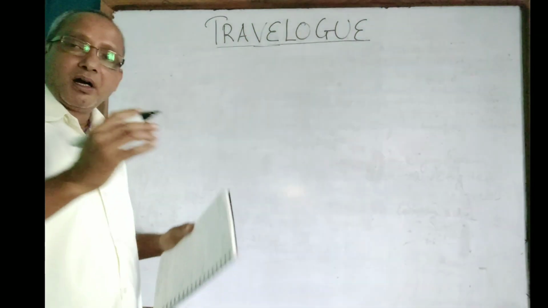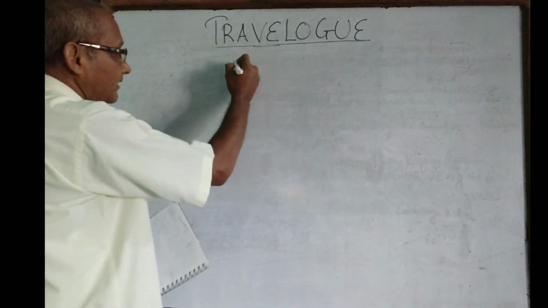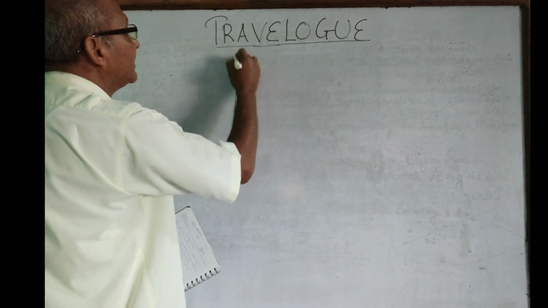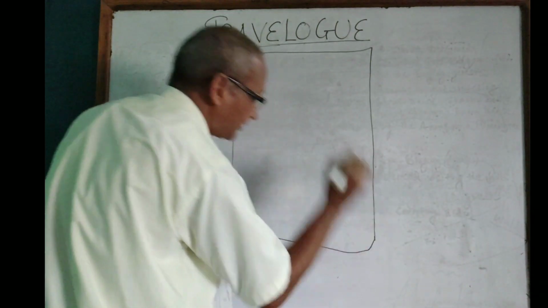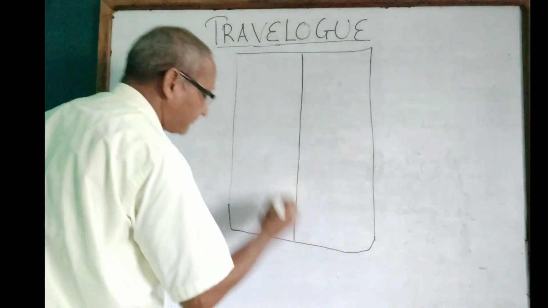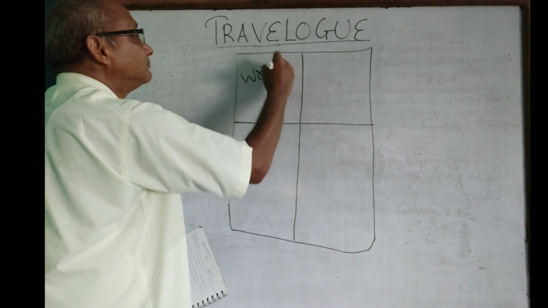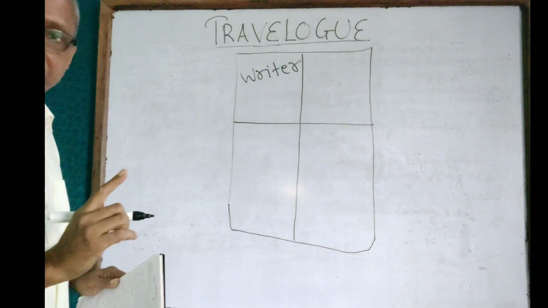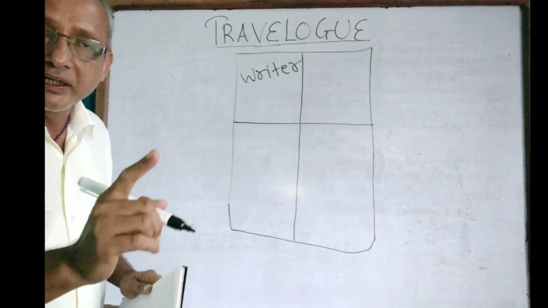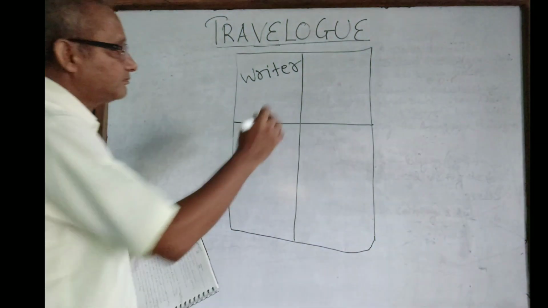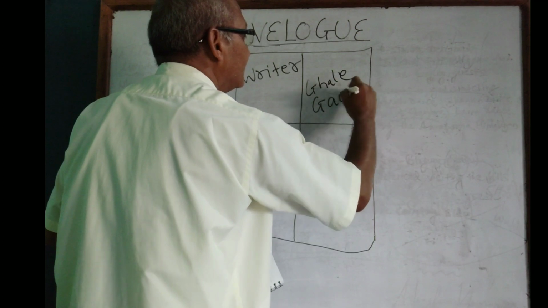Let's divide the story into 4 halves, to be more clear and precise. So we are talking about the writer. Very clear. And this writer goes to visit a place called Ghalegaon in Lamjung district. So let's write down Ghalegaon here.